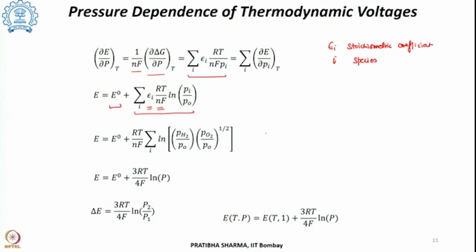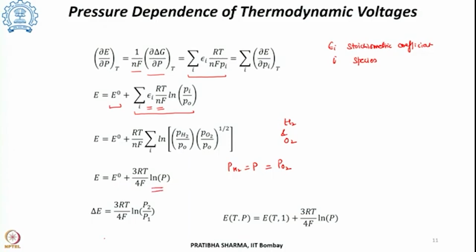Now when we consider the different species involved, both hydrogen and oxygen in the process, E is equal to E naught plus RT upon nF summed over i, ln of partial pressure of hydrogen P H2 upon P naught, and the stoichiometric coefficient is half, so P oxygen upon P naught to the power half. Now in this case, let us say if the pressure of hydrogen is P and that is also the pressure of oxygen, we can rewrite this expression as E is equal to E naught plus 3 RT upon 4F ln of P.